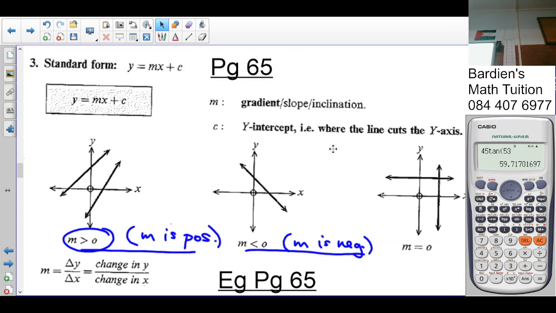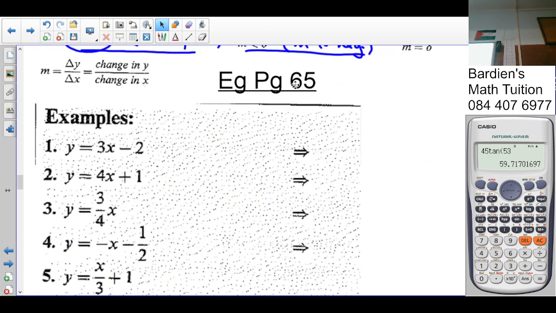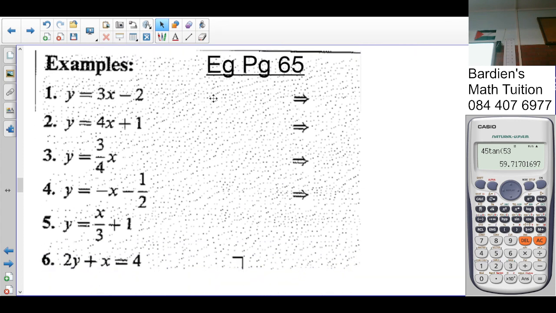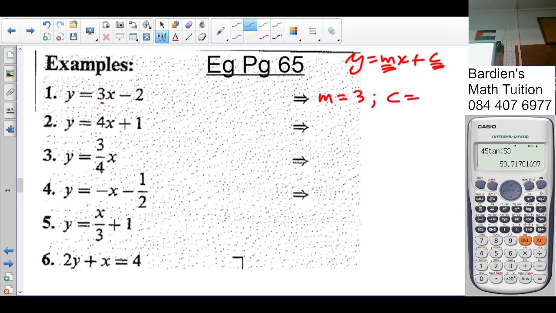At one point, one of them has a gradient which is undefined, but we don't want to talk about that now. This is looking at the examples on page 65. The question says, write down the gradient and the y-intercept. You must remember, the standard form of the equation is y is equal to mx plus c. They want you to write down the m value and the c value of each equation. I'll do the first one. Number 1, the gradient is going to be 3, and your y-intercept, or your c value, is negative 2. You guys understand?